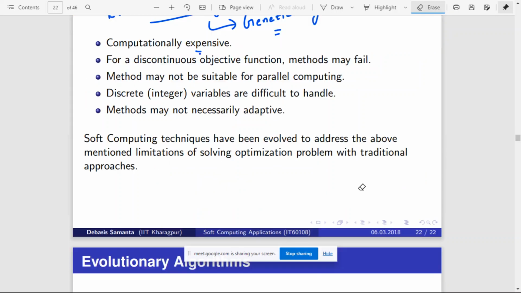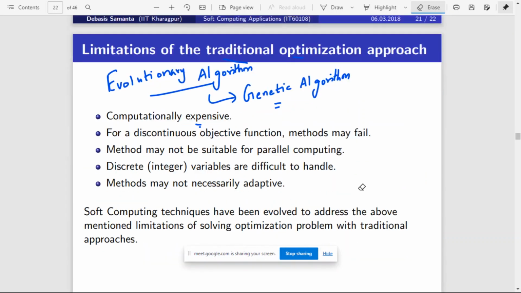Okay. So with this introduction, let us get into the evolutionary algorithms. There are certain drawbacks with traditional optimization algorithms. These traditional optimization algorithms cannot be applied to most real world optimization problems, because most real world optimization problems are really complex in nature. They involve more parameters, and if you try to solve them using traditional approaches, it would be computationally very expensive.